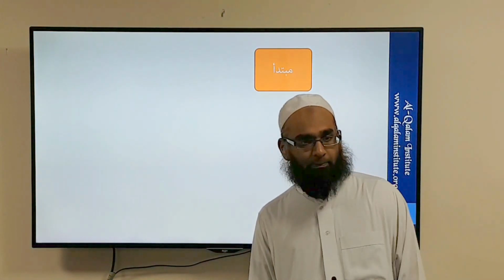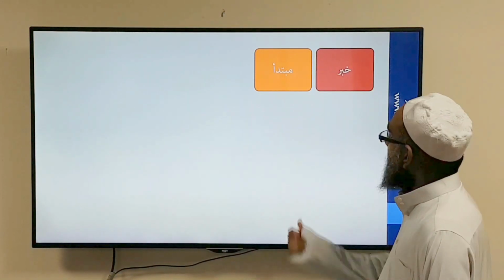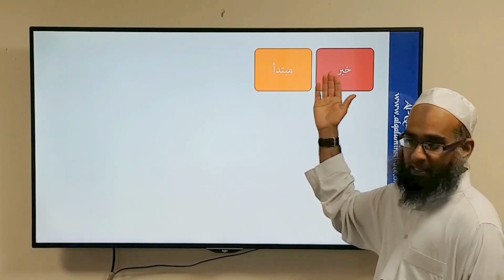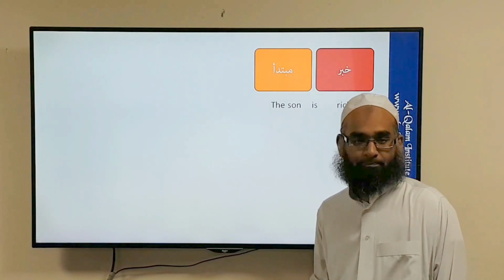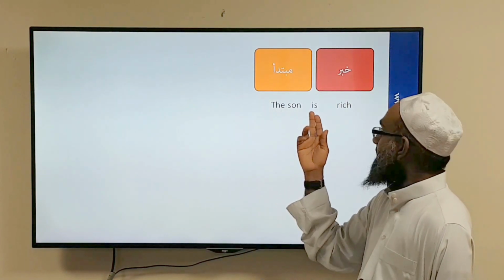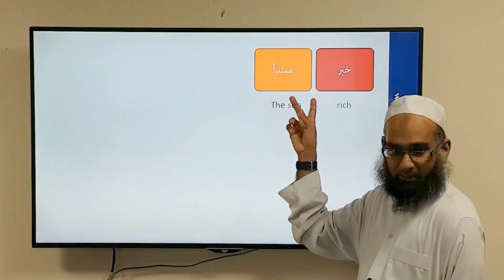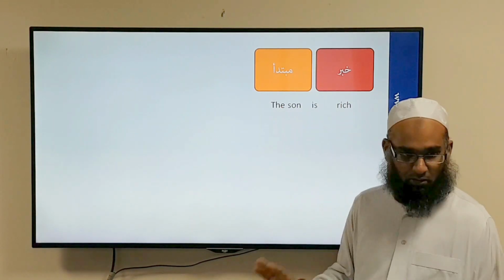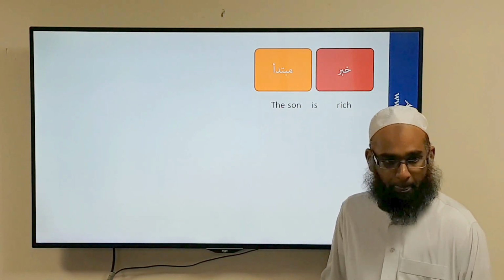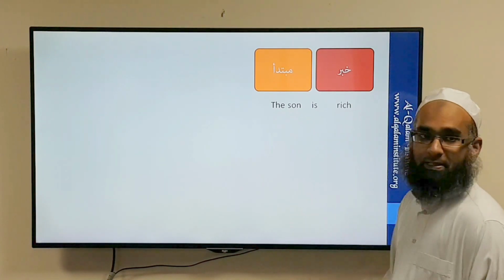So let's say we have a mubtada and a khabar. I'm putting it this way because I'm going to give you an English example. A normal English example would be: the sun is rich, for example. So you have one word here, the, and the word is, which doesn't come in Arabic. And you have the word rich. This is the khabar. Mubtada, khabar. And is is not shown in the Arabic. Correct? Let's say we expand on this.